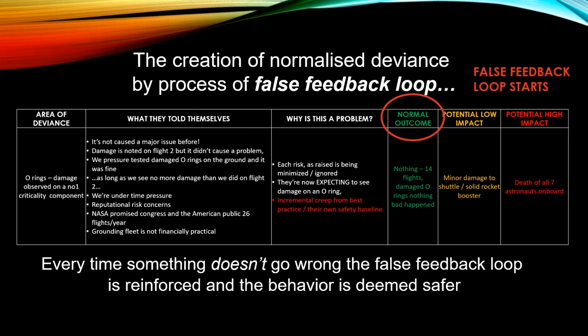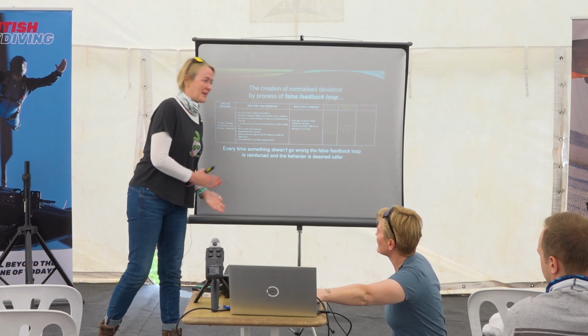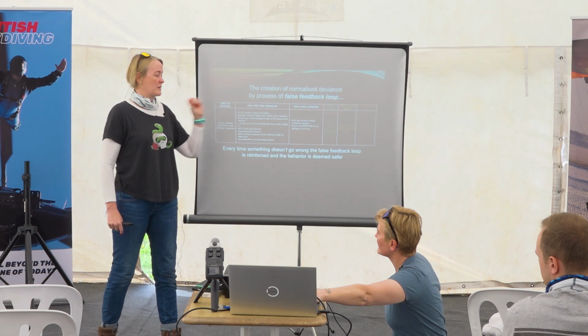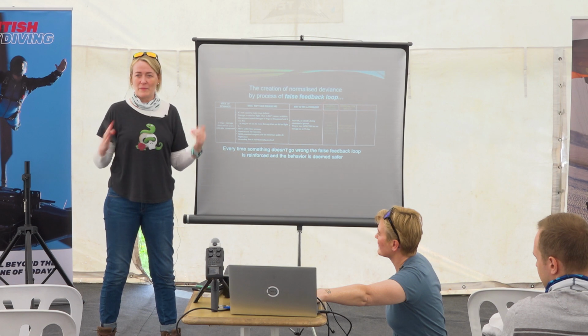Each time something doesn't go wrong, all these things, the 11 flights that they saw it on, each time something doesn't go wrong, the false feedback loop is reinforced and the behaviours are deemed safer. So just to remind ourselves, every time they did something that had already deviated from a number one criticality component, every time something didn't go wrong when they flew like it, they convinced themselves that that behaviour was safer.